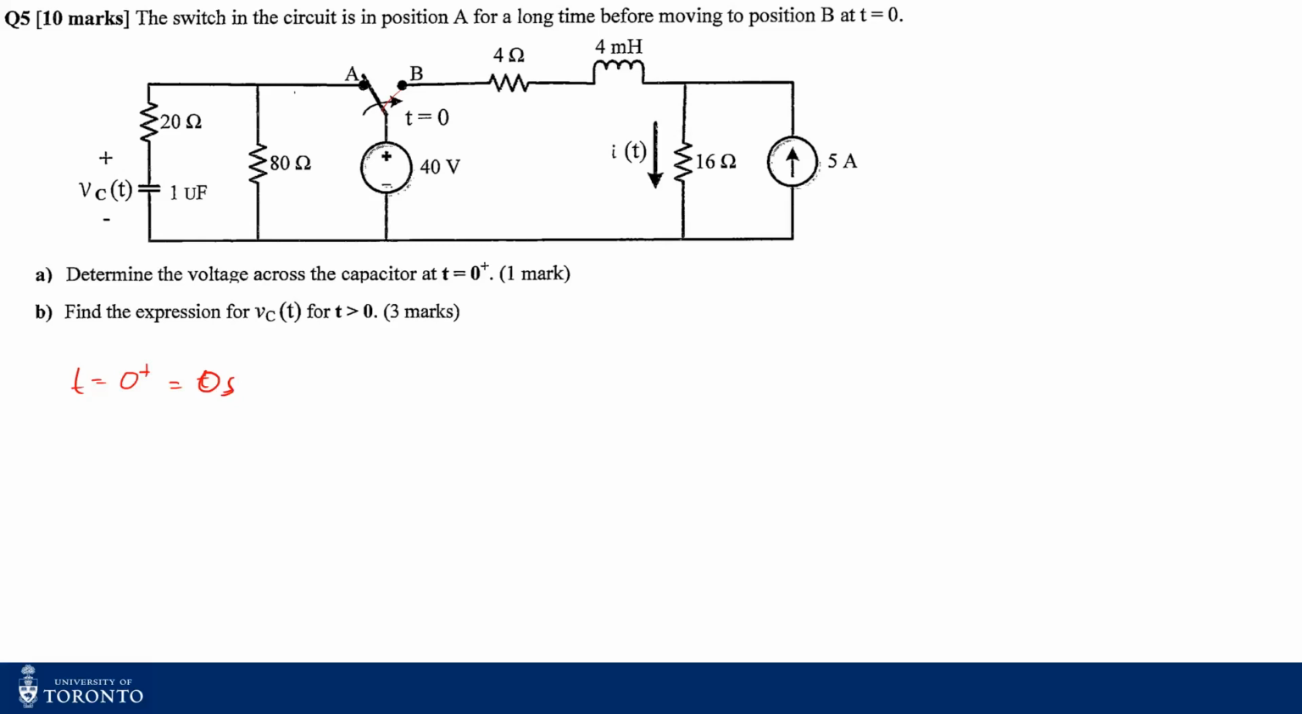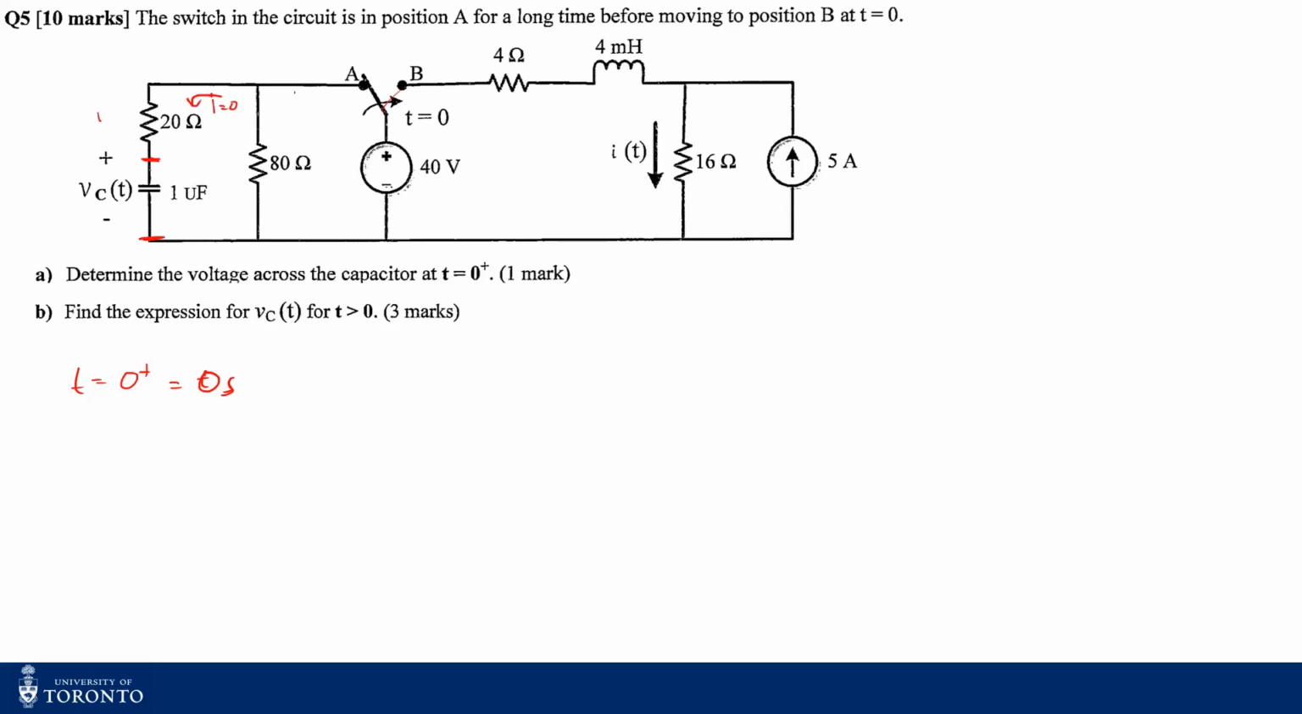So we have to find out what's happening when the switch was at position A. When the switch was at position A, the capacitor will be fully charged. So therefore the capacitor will be open circuit. If this is open circuit, no current is flowing.